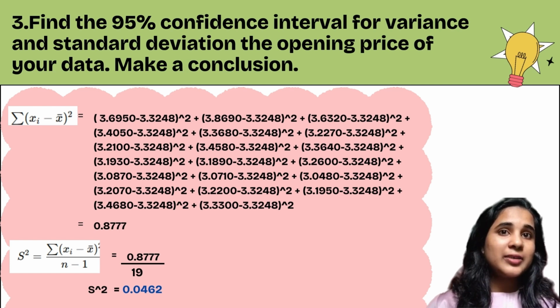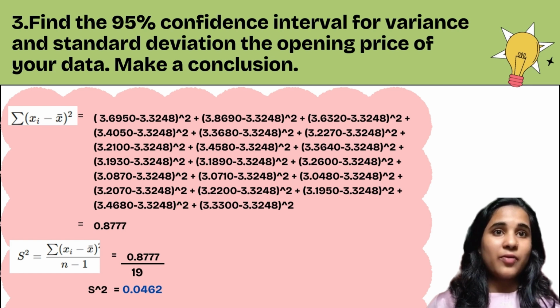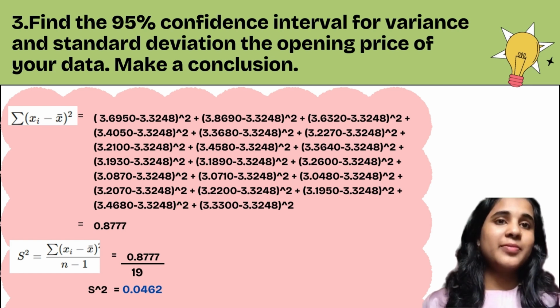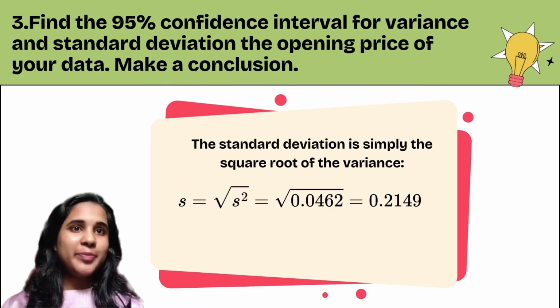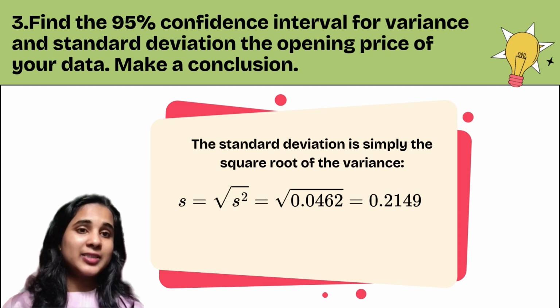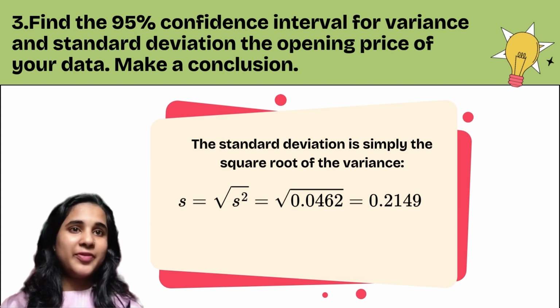And later on, we sum all the square deviations and divide by n minus 1, which is the degree of freedom, equal to 90. Then the sample variance is 0.0462. Step 3, we will compute the sample standard deviation, whereby the standard deviation is simply the square root of the variance. By taking the square root of the sample variance, 0.0462, we get 0.2149 as the standard deviation.